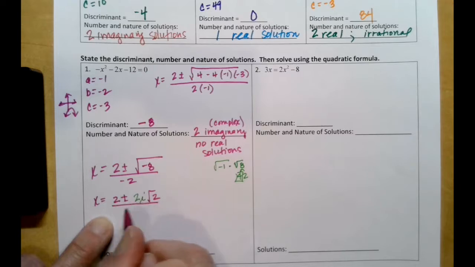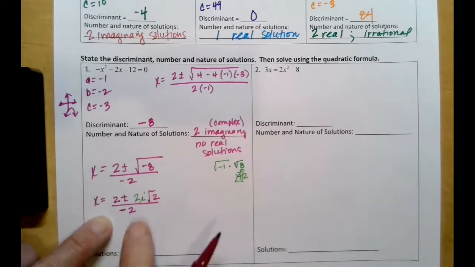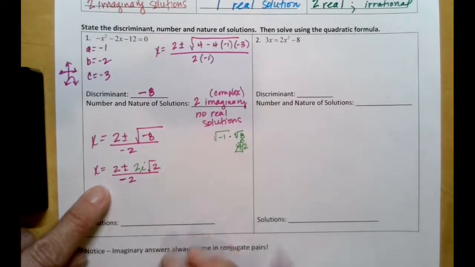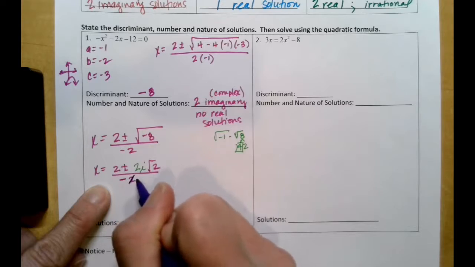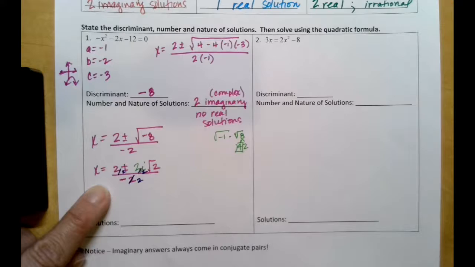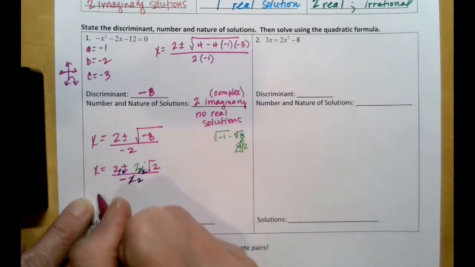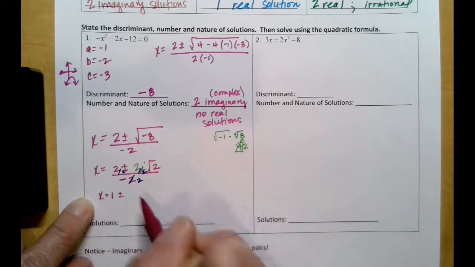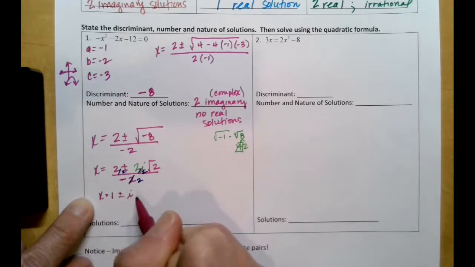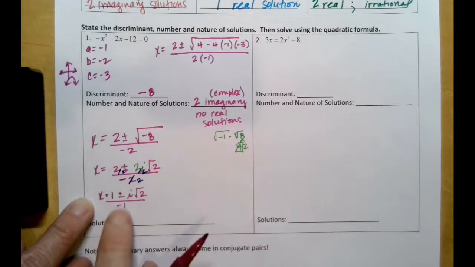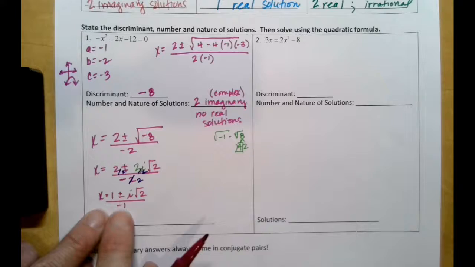Square root of 2 over -2. Now this one's tricky because I have this negative here. So with -2, when I divide out this common factor, divide by 2, divide by 2, divide by 2, be careful here because 2 divided by 2 is 1. 1 plus or minus i root 2, and that's all over that -1. So the question is, what do I do with that?